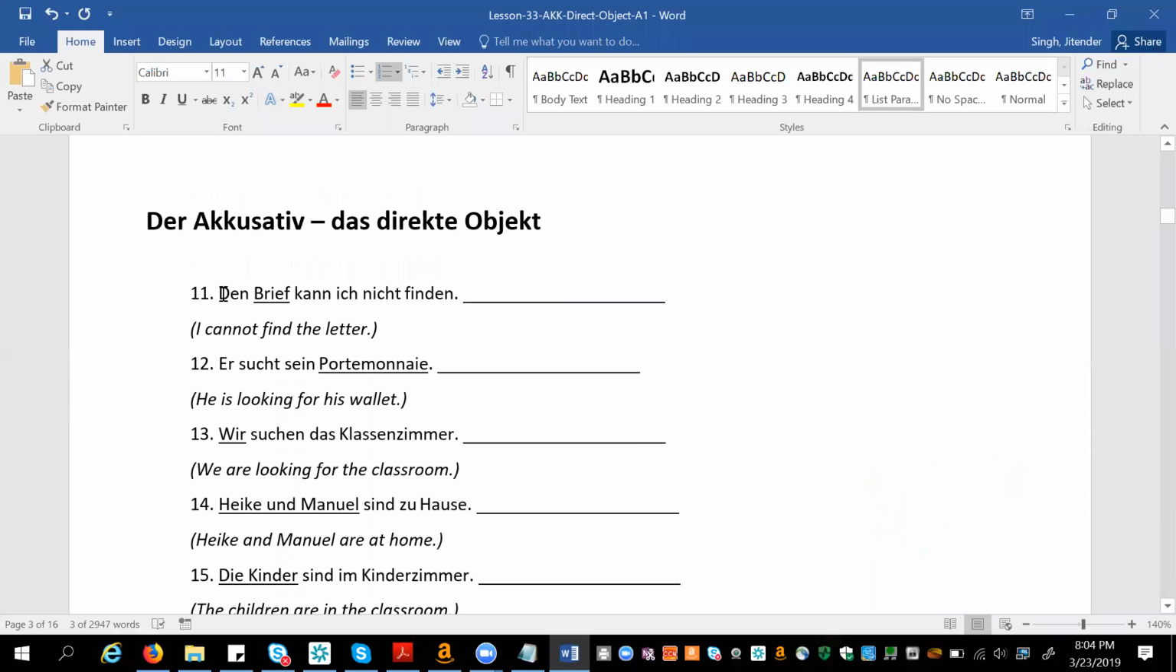All right. Now read this. Don't get confused. You need to understand the sentence. I can't find the letter. Den Brief. Of course, it has to be accusative. Accusative masculine. Er sucht sein Portemonnaie. He's looking for his wallet. Accusative. Perfect. 13th. Nominative. Perfect. Next. Nominative. Perfect. Next.